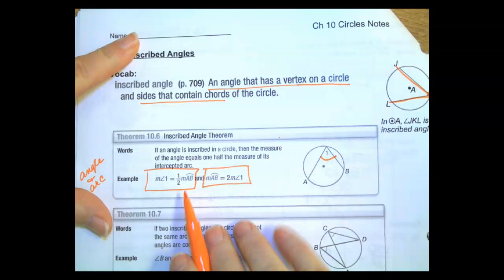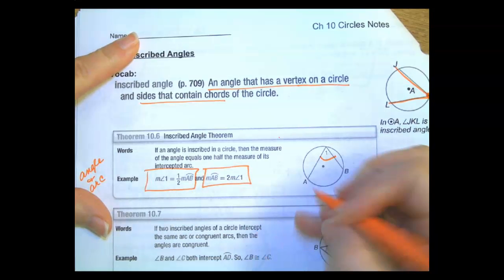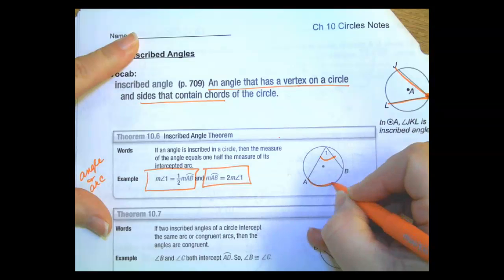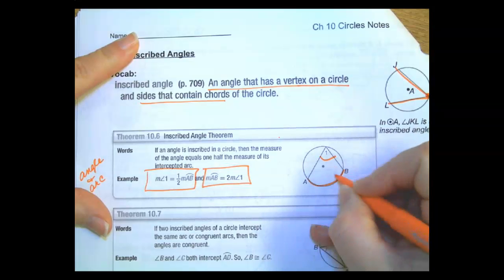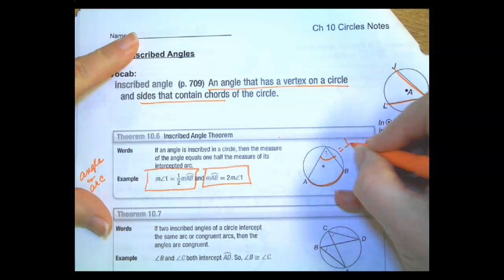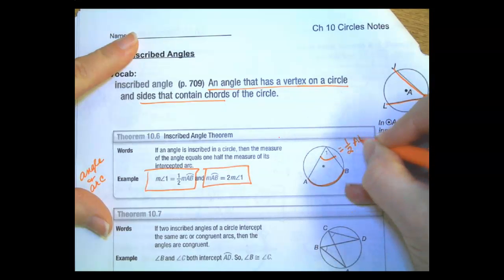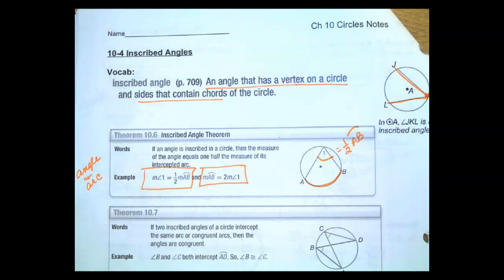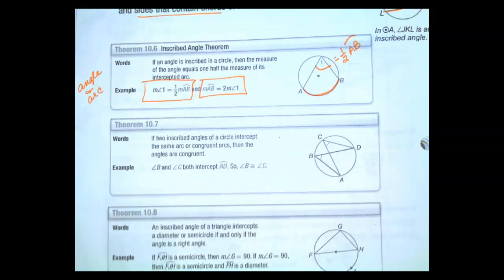And here's the formula. It's 1/2 of this. So it's different. Before these were the same, but now it's 1/2. So that is equal to 1/2 AB, that arc.